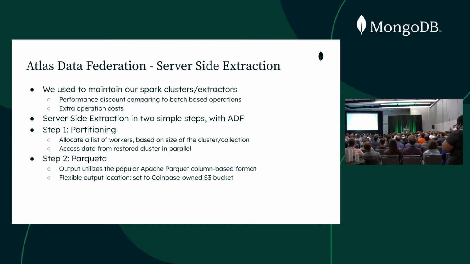The second step is the Parquet step, same as the meaning of the name. It's basically doing the extraction and saving it in the Parquet format. Atlas Data Federation provides a very good feature: it allows flexible output locations. So we set the location to be the Coinbase-owned S3 bucket. This saves the extra round trip of data copy.